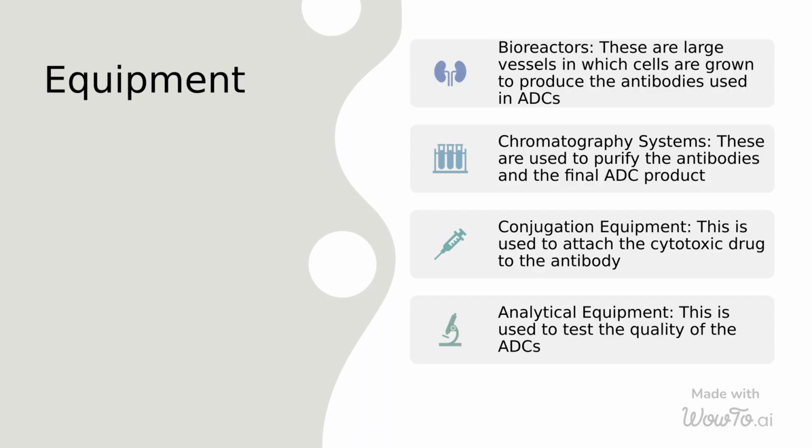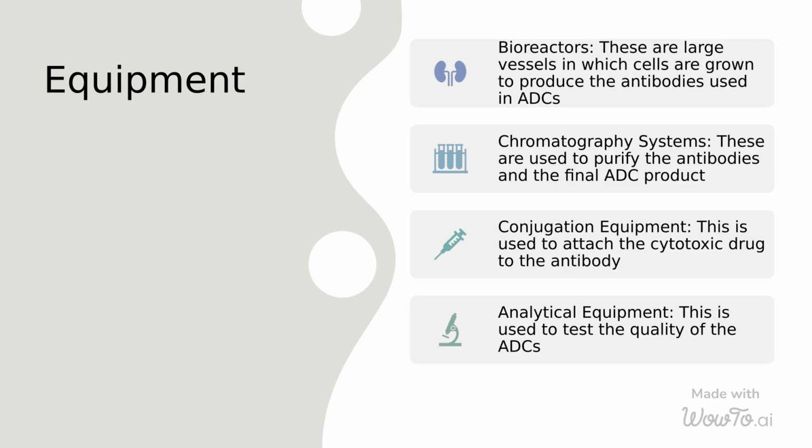Equipment. Bioreactors. These are large vessels in which cells are grown to produce the antibodies used in ADCs. They provide the right conditions for the cells to grow and multiply. Chromatography systems. These are used to purify the antibodies and the final ADC product. They work by separating the different components based on their size, charge, or other properties.